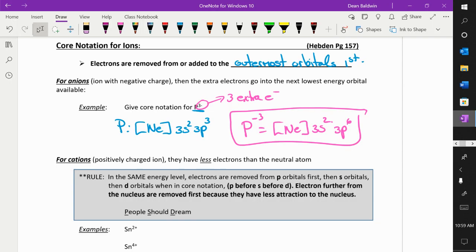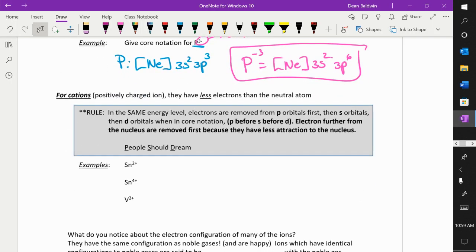Okay. Now, cations. Cations are positively charged. If you're positively charged, that means you've taken away electrons. So, when you're removing electrons, there's an order that you have to follow. PSD. They use people should dream, or you can just remember PSD. Okay? All right?